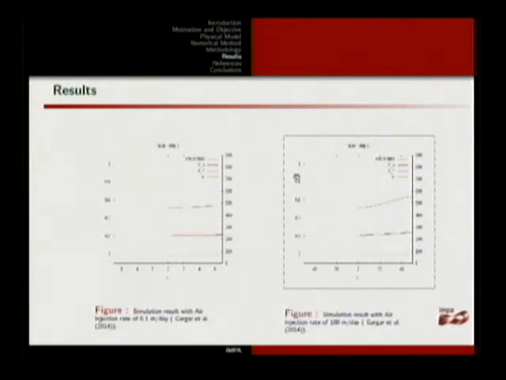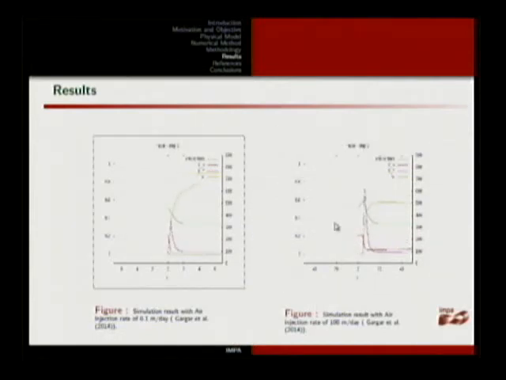Oops. Oh yeah, it's here. Now it's not changing the slide. It's not changing the slide. No way.